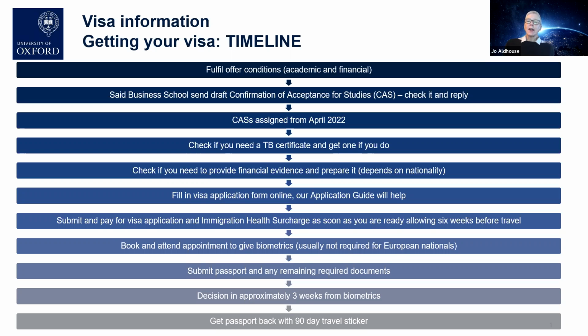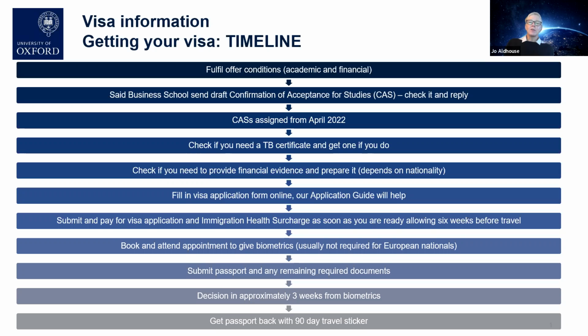So you need to check that and reply to Said Business School to say it's all okay, or alternatively to get any details amended if they're not quite correct. So just to explain, your CAS is an electronic document held jointly between the university and UK Visas and Immigration, and it's got data about you and your course. So when you get the draft CAS, check that everything on it is correct and matches with your passport and so on. Particularly if you've changed your passport since you applied, this is the time to get it updated.